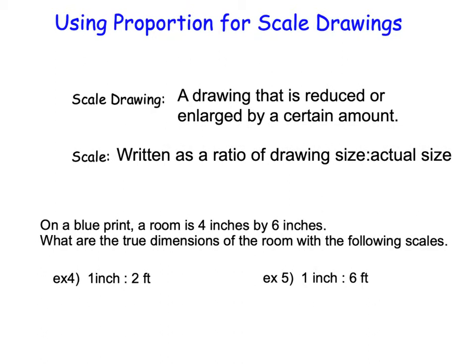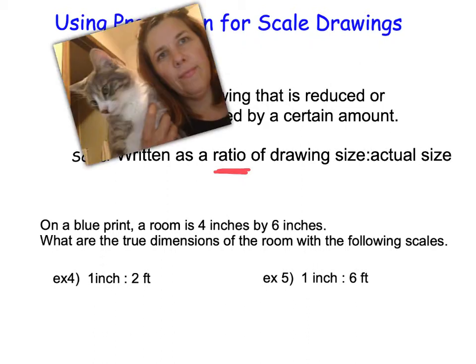So here you can see in particular the definition of a scale is that it's a ratio. And this scale is written on whatever piece of paper that the drawing is done on. So here's an example with a blueprint when you have house plans or something like that. A blueprint, a room is 4 inches by 6 inches.